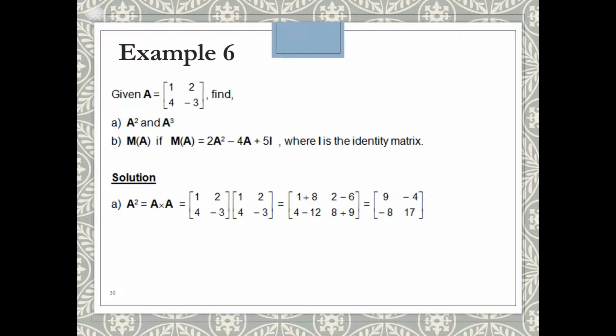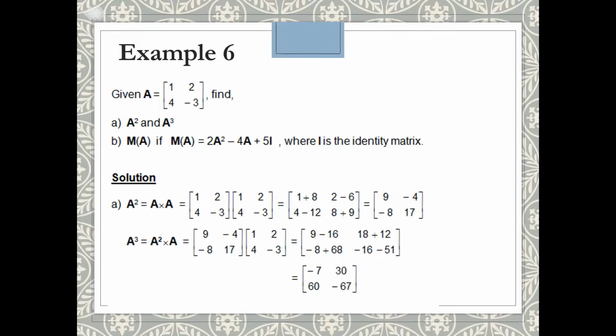As A is a 2 by 2 matrix, A squared should have the same size, which is 2 by 2, meaning you need to obtain 4 elements, which are a11, a12, a21, and a22. By multiplying the elements in the corresponding rows and columns, you should get the answer a11 is 9, a12 is -4, a21 is -8, and a22 is 17.